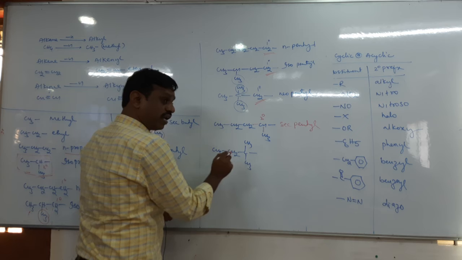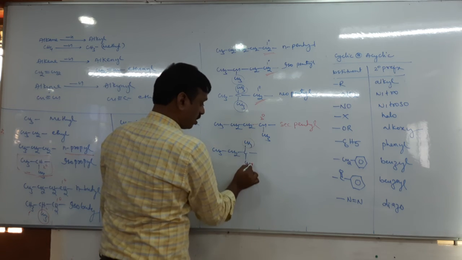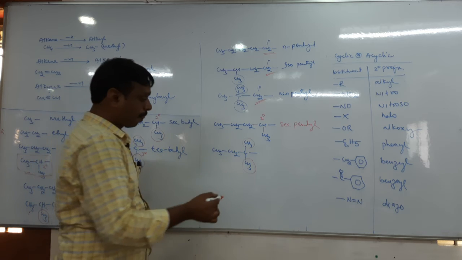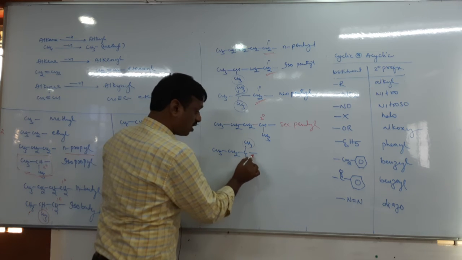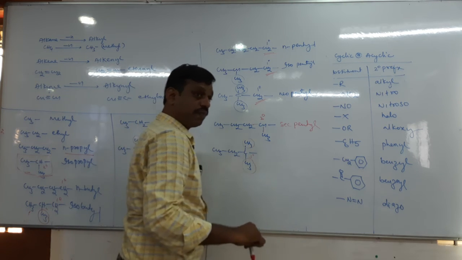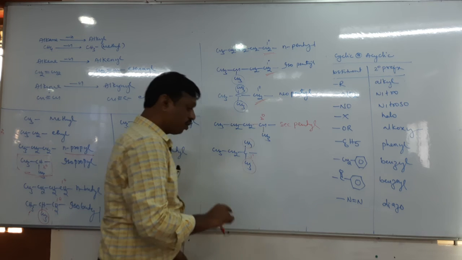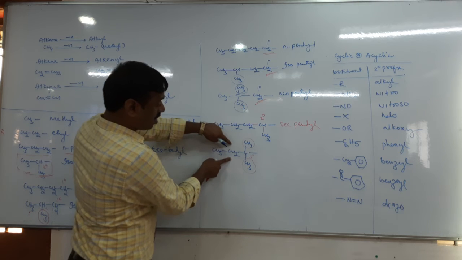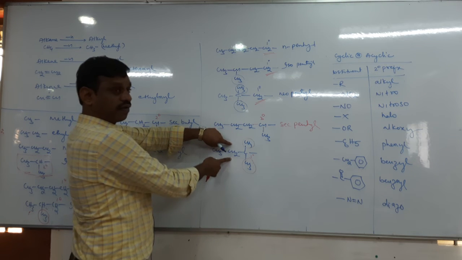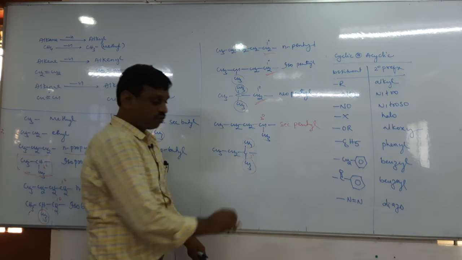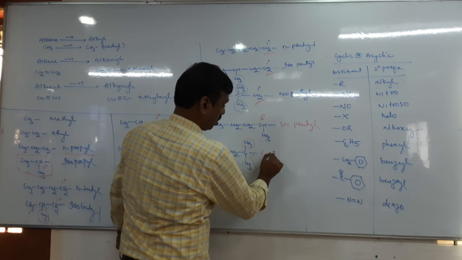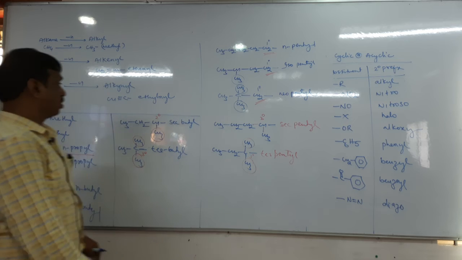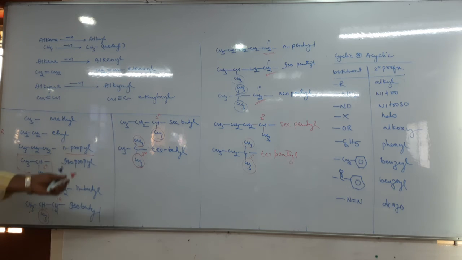Next, can you take it as neo? There are two branchings, two methyl group branchings. No. Why? Because this carbon is a tertiary carbon. For neo, it should be a primary carbon. Then if two methyl groups are here, you could say so, but this is tertiary. Therefore, it is tertiary pentyl. Okay? Take this down and write one note.